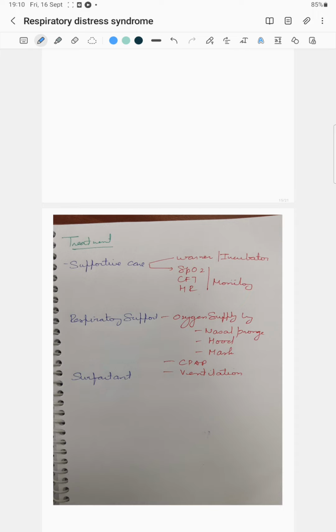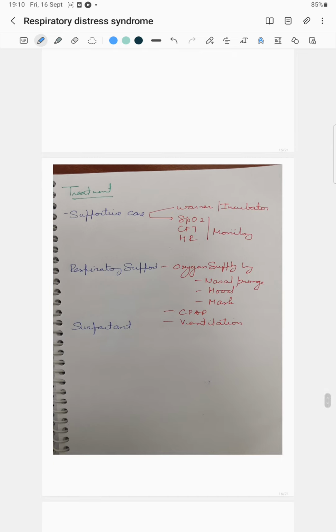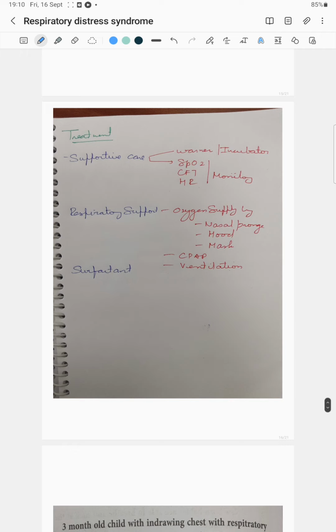Now we have to plan the treatment. We will plan that on the basis of all these investigations and the condition of the child. We can just give a warmer or incubator, or we can put the child on oxygen by nasal prongs, hood, mask, or CPAP, or ventilation, or we can give the child surfactant. For surfactant, ventilation, and CPAP, I am going to make separate videos.